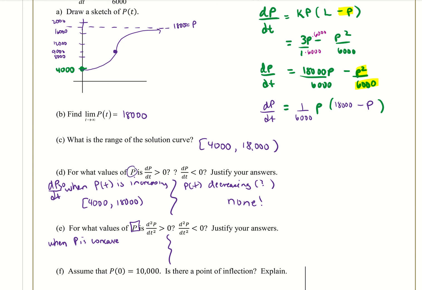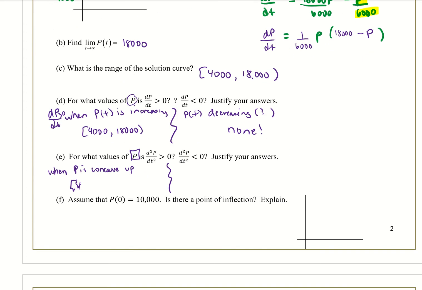All right, for E, the second derivative of p will be positive when p is concave up, and that's going to happen on the values of p from 4,000 up to that point of inflection, but not including the point of inflection at 9,000. And then when will this be? Actually, we kind of don't really know what's happening on both sides of that. I'll write that like that.